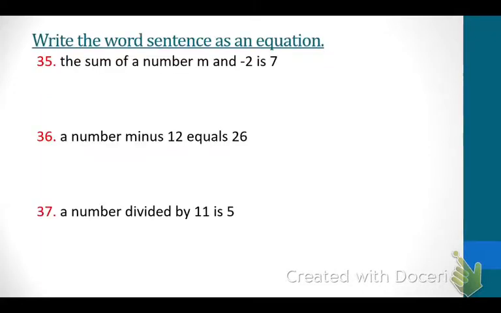On to the next one. Write the word sentence as an equation. Noah, the sum of a number m and -2 is 7. What you got? I put m plus -2 equals 7. You are correct. Okay, so for this, the key thing you got to know, sum means to add something together. Very good. Let's go to the next one. Isaac, a number minus 12 equals 26. What did you write? X equals 12. Oh wait. X minus 12 equals 26. Very good. And the next one, Angeline, a number divided by 11 is 5.